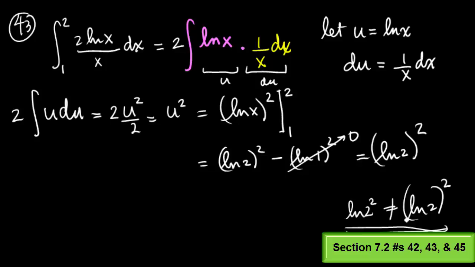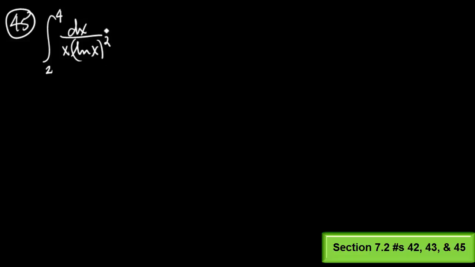Okay, let's turn to another problem. I see here number 45. Let's do number 45. In number 45, it's very similar, but what you have is the integral from, let me erase that, from 2 up to 4. And again, let me write it. It's going to be dx over x times the natural log of x, whole thing squared.